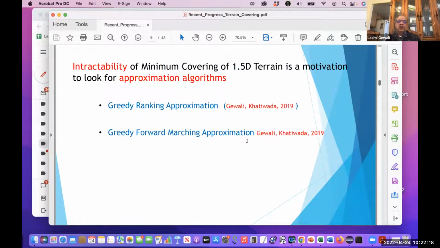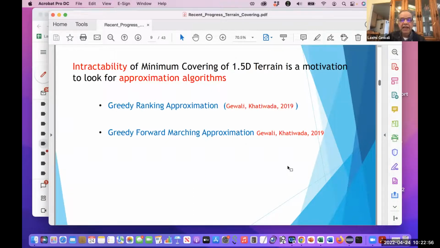Okay. So some of our students are working to develop some approximation algorithms. One is called greedy ranking. This was done in 2019. There is a lot of things to be done yet by one of my students, Katiwada. Another is the greedy forward marching algorithm.